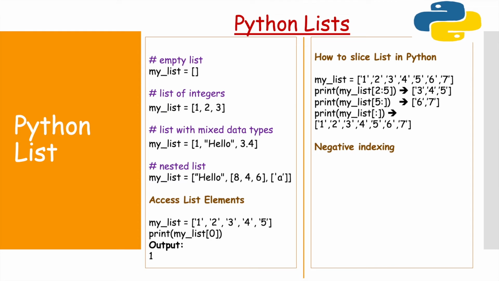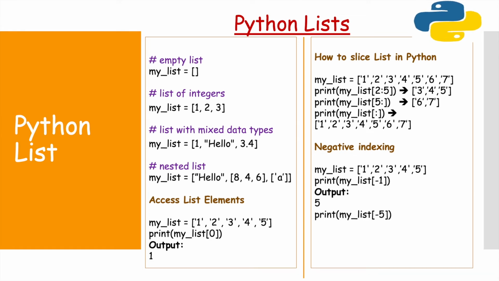So now we are going to see negative indexing. Python allows negative indexing for its sequences. The index of -1 refers to the last item. Similarly, -2 will refer to the second last item, and so on. So here is an example of a list, and when you give -1 as the index number, it is going to give you the last element, that is 5.